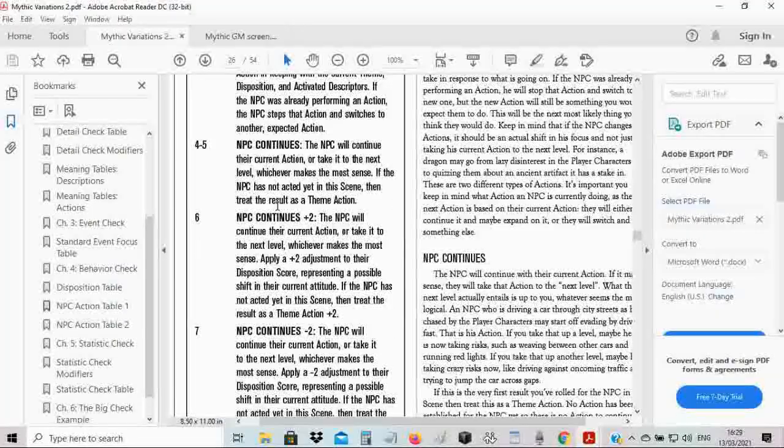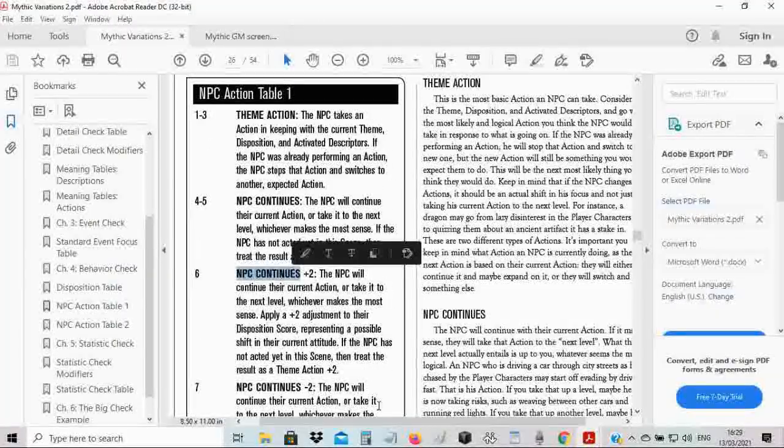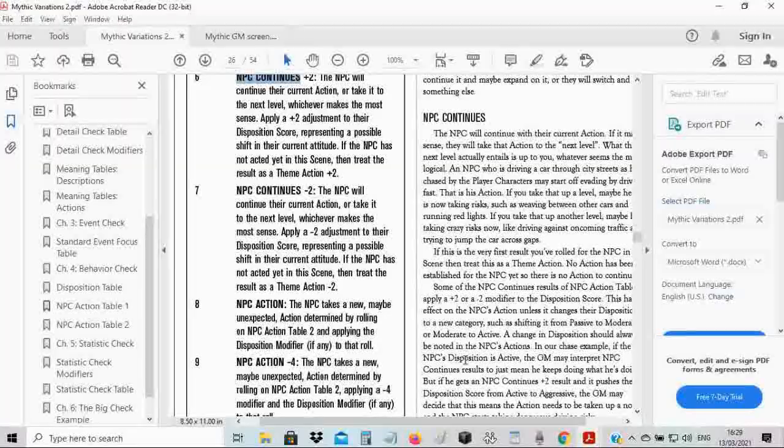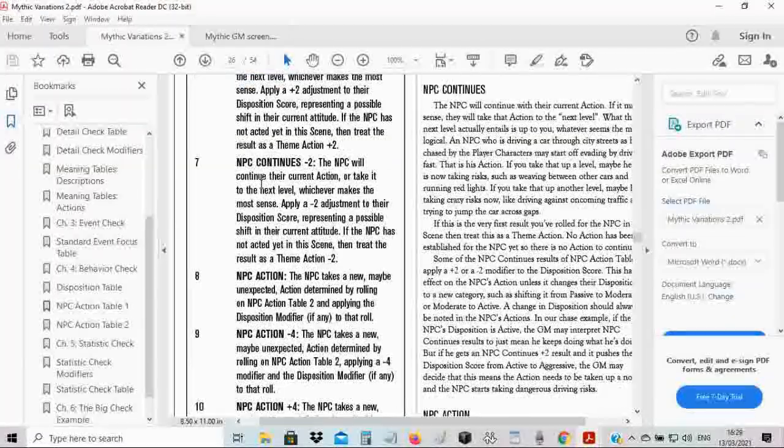If we roll, for example, and take it up a notch, maybe he's hunting more people. When it's NPC continues -2, maybe he's doing something else. Maybe he's less focused on hunting this time. He's just looking for prey, but he's not going to go all the way out there to just attack them.